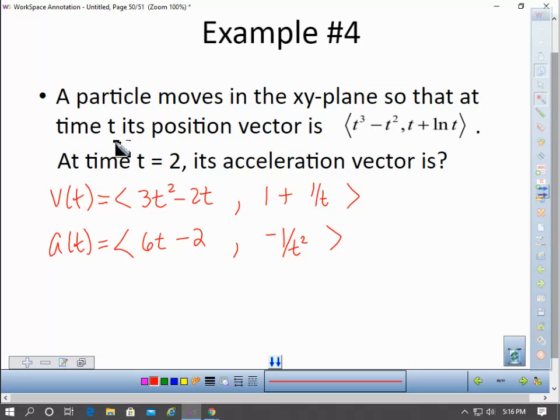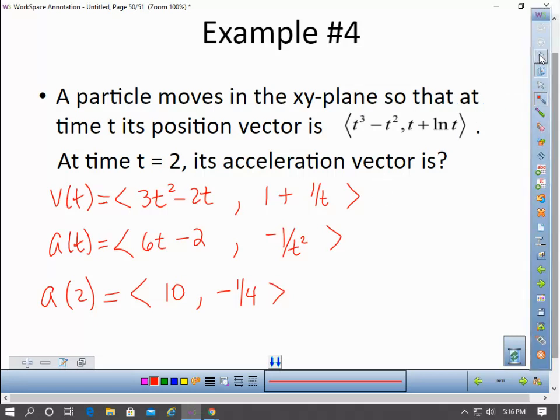So now it says at time t equal 2, what's the acceleration going to be? The acceleration vector. So now I'm doing a of 2, so I'm just plugging a 2 in here. 6 times 2 is 12, minus 2 is 10. Putting a 2 in here, 2 squared is 4, so that's going to be negative 1/4. So there we go. There's our acceleration vector when t is 2: 10 comma negative 1/4. Easy, easy, easy.